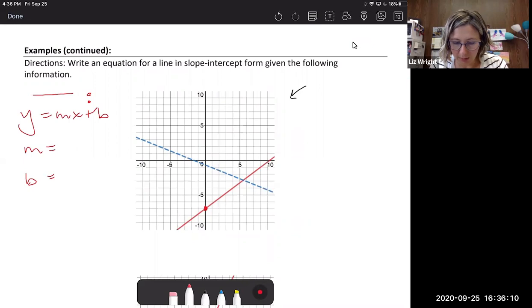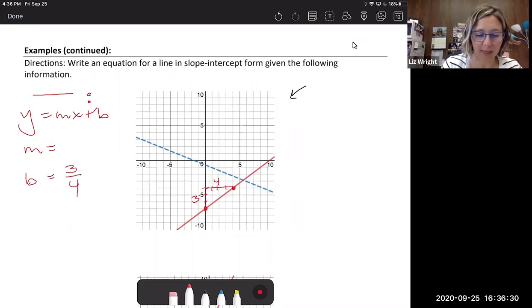So where's another good crossing point? I am looking, and it looks like we've got one right here. So it looks like we're going up 1, 2, 3 over 1, 2, 3, 4. So up 3, right 4. And it's positive. We're going up and to the right. So it's going to be 3/4. Oh, I'm sorry, that goes in for a slope, not our y-intercept. So we're doing 3/4. And then our y-intercept is going to be down here.